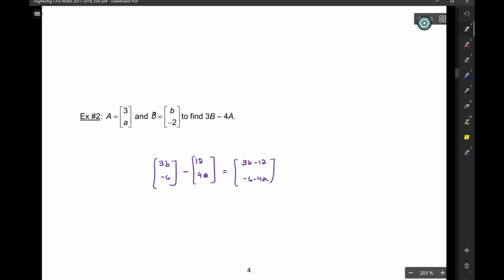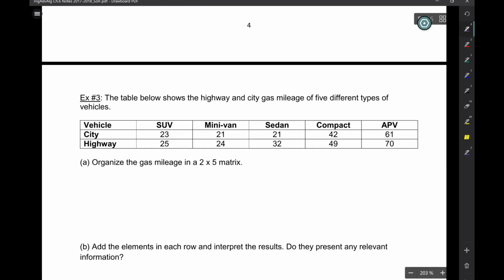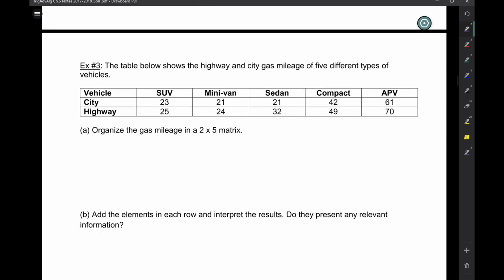It's still a 2 by 1, right? Because this is still one term, so it's a 2 by 1. Wait, isn't it 2? Well, 3b minus 12, right? It's still a 2 by 1. So it's important for you to recognize that each one of those is one element. Okay? All right. So here is one example of how you might use matrices.